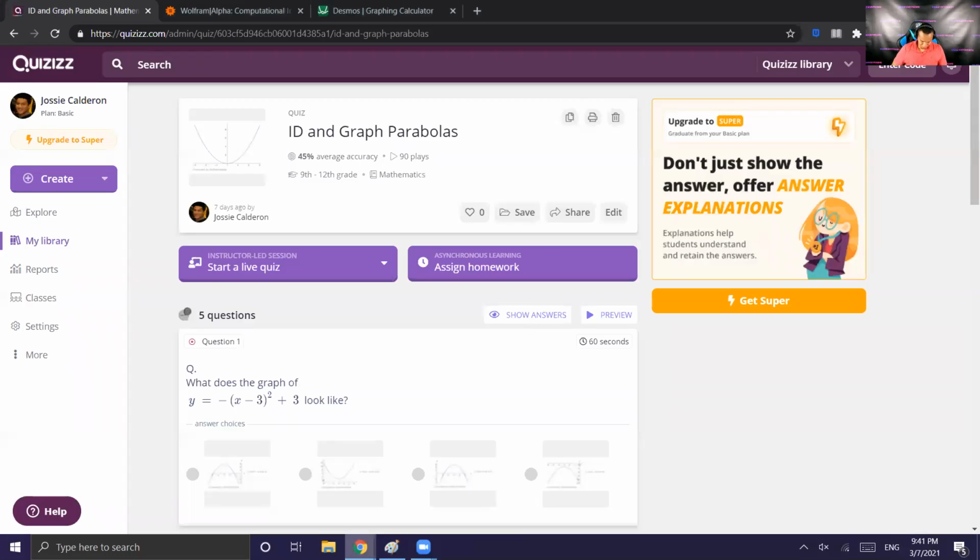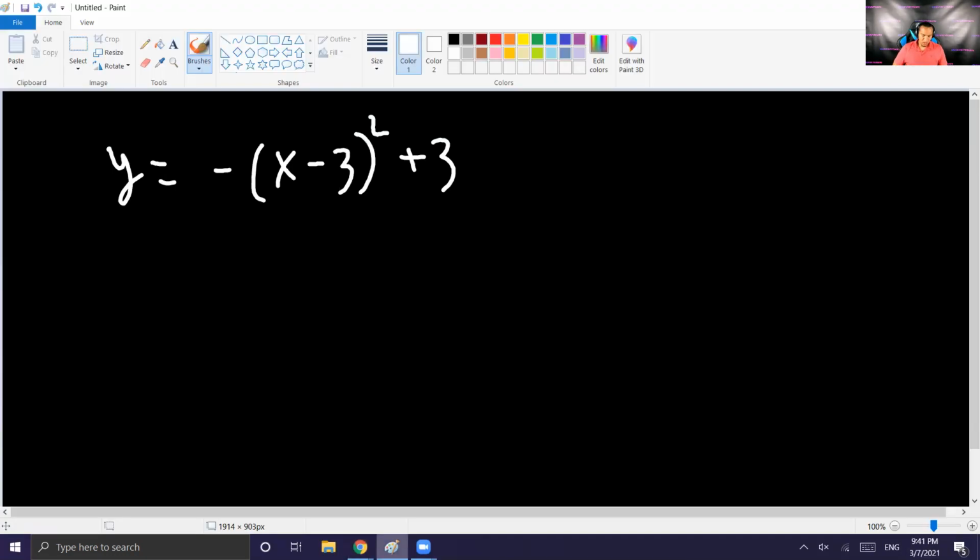So, is it positive or negative? That's the first thing on the list. It's negative, so we know it's going to be a sad face. Second thing, in blue: is there something outside the parentheses? Yes, it's a plus 3. So it's going to go up 3 units. So we already have a rough idea of where this is going to be. It's going to be up 3 units.